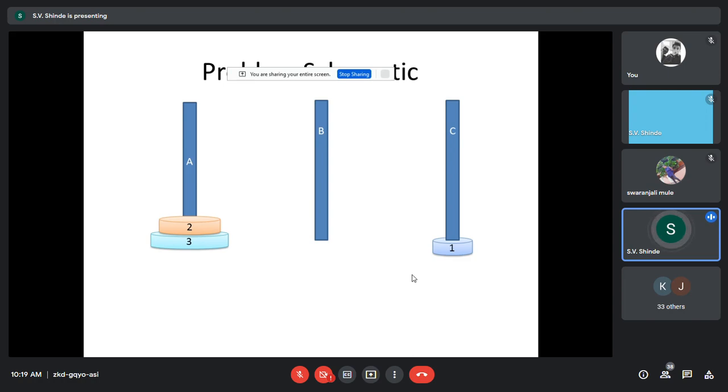Yes, participants, able to view the simulation? We have worked with the first step, that is we have moved this 1. Then in the second step, we have moved disk number 2 from peg A to peg B. In this way we have 3 disks. Now what is our task? We have to shift this disk pattern to another peg B. So let us see how we can.